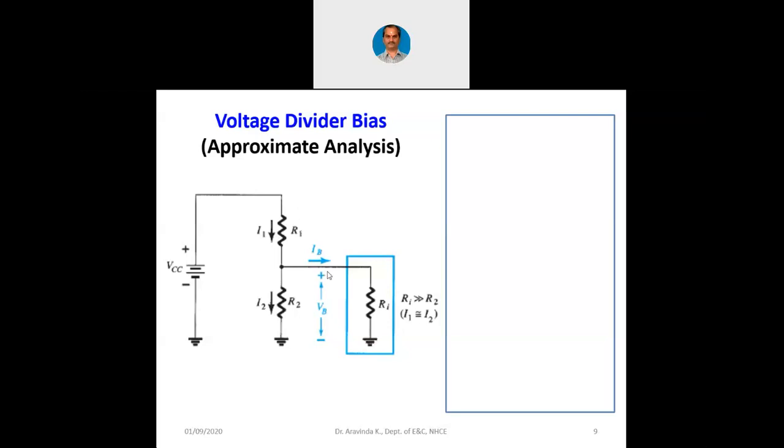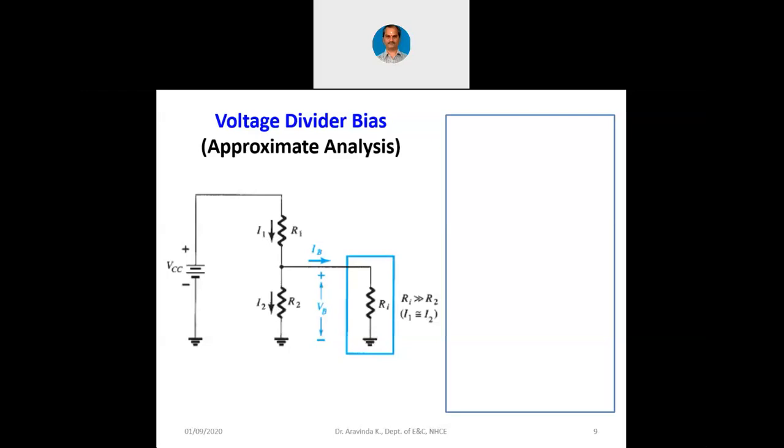So this Ri will naturally be much larger. When Ri is much larger, then we can simply ignore IB. Let us say this R2 is around 3 kilo ohms and Ri is around 100 kilo ohms. If Ri is around 100 kilo ohms and R2 is around 3 kilo ohms, naturally the current going into this Ri is much lesser. So that way we can approximate I1 equals I2 and we can ignore IB. That is the essence of approximate analysis.